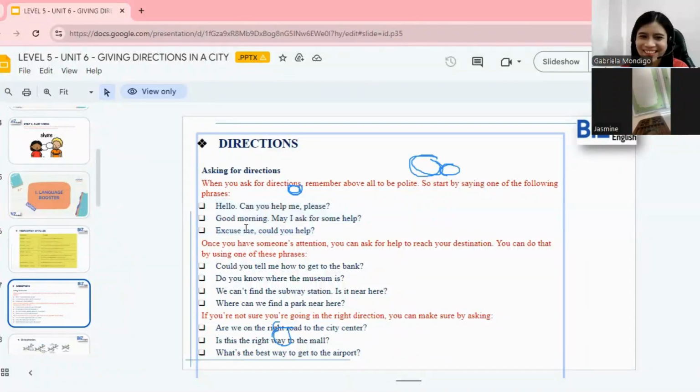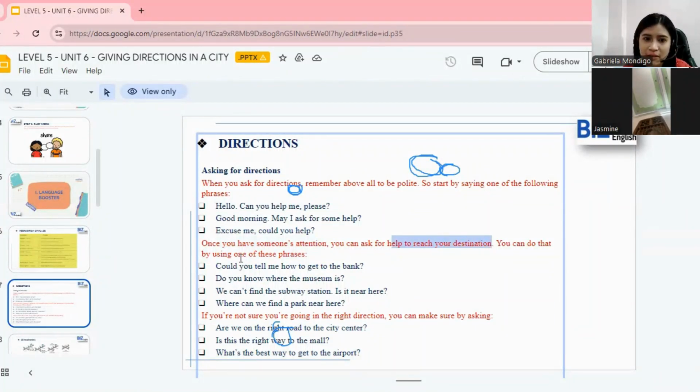And have you tried using these phrases when you ask for directions? I use the sentence "Can you help me" when asking for help. Yes, that's a very common phrase. I also use that. Once you have their attention, you can ask for help to reach your destination.